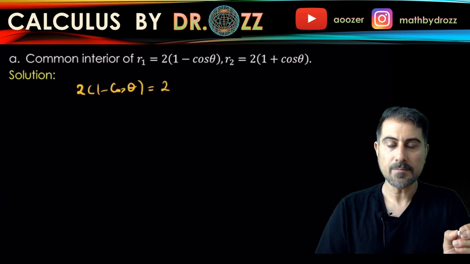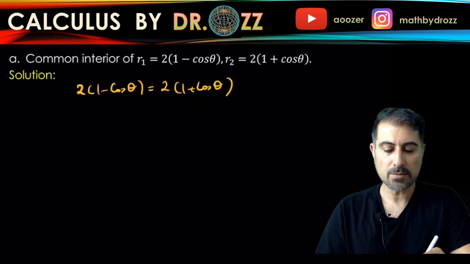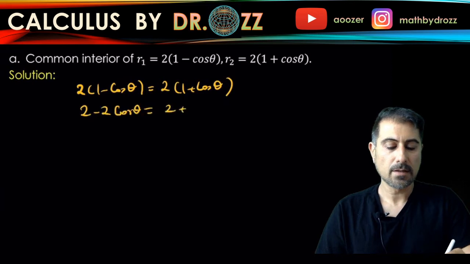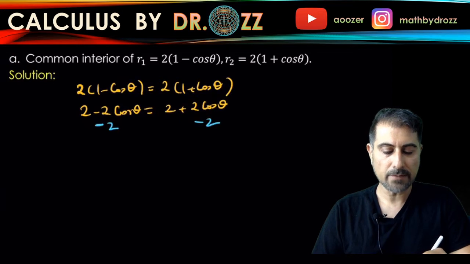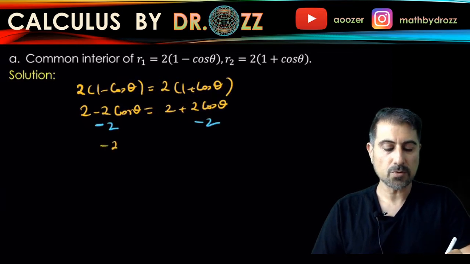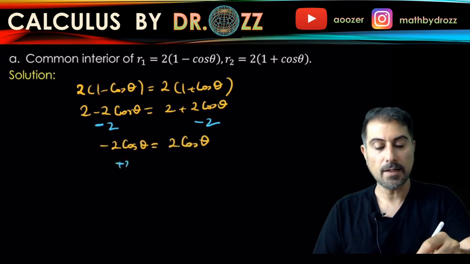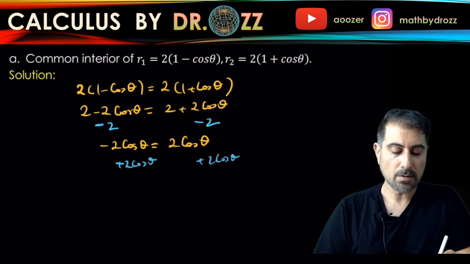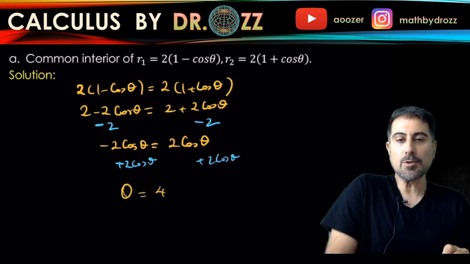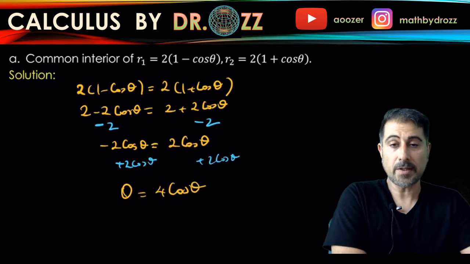R1 is given already, so 2 times (1 minus cosine theta) equals 2 times (1 plus cosine theta). This is 2 minus 2 cosine theta equals 2 plus 2 cosine theta. I'm going to subtract 2 from both sides, so you have negative 2 cosine theta equals 2 cosine theta. Now I'm adding 2 cosine theta to both sides. This gives you 0 equals 4 cosine theta, and that is equivalent to cosine theta equals 0.